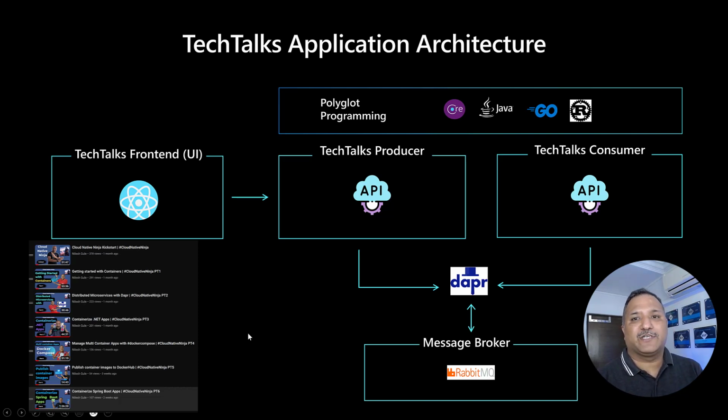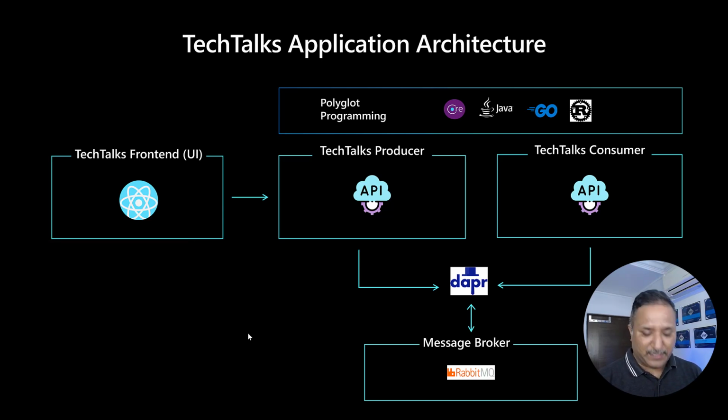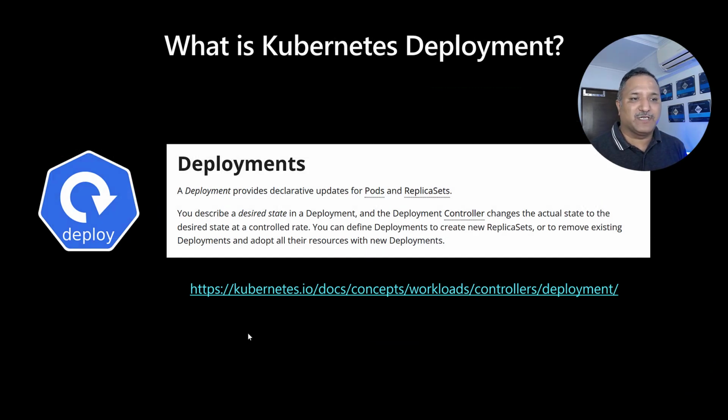We use a distributed application runtime called Dapr, and this decouples our producer and consumer from the messaging layer, which is RabbitMQ. In this video, we are going to see how to use deployments, which is one of the basic Kubernetes concepts or constructs. Let's start by looking at what a deployment is.